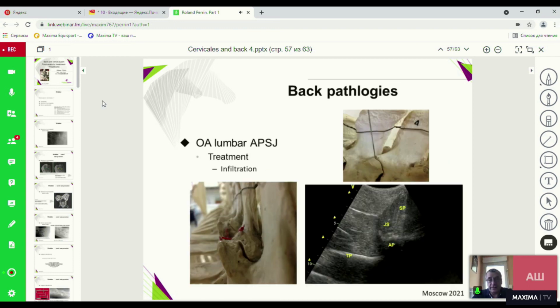So you see the technique on both, first on the thoracic and now on the lumbar.